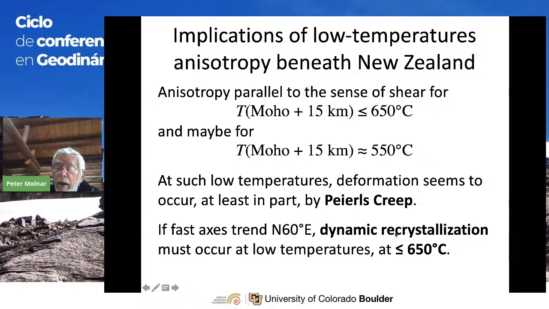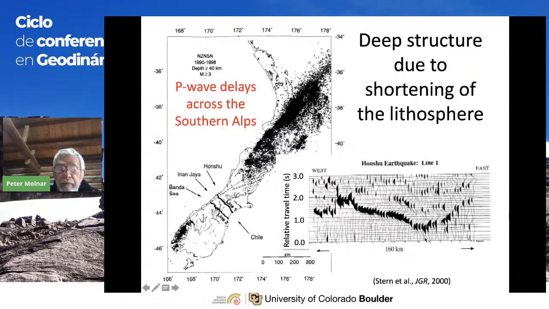And that requires dynamic recrystallization at a very low temperature. This is a result that many people won't care about, but this is a surprise. And I think most people don't believe it. And yet I don't see how one can escape it. This is a very low temperature for recrystallization to be occurring.